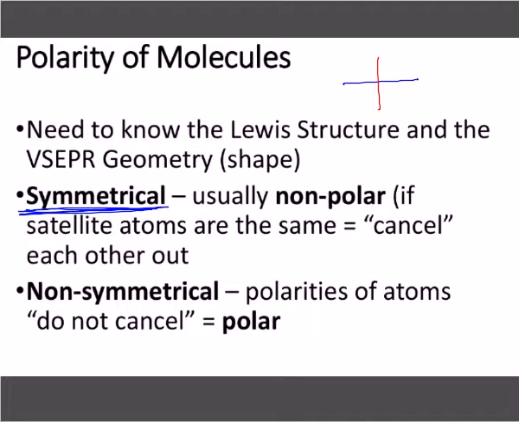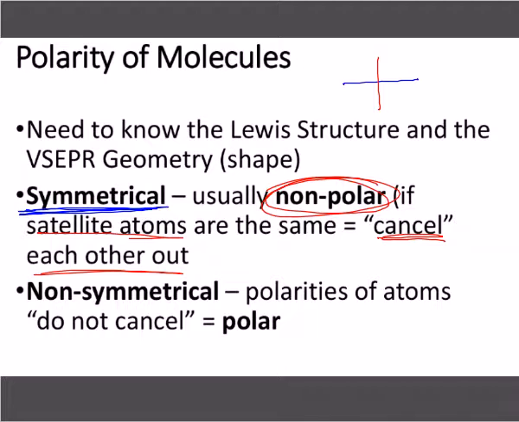So we're going to look at the molecules to see if it is. Basically, the idea is that they cancel each other out. Those satellite atoms are the same. They're going to cancel each other out. If it's symmetrical, it's usually nonpolar. Not always, but usually. And it's not just one line of symmetry, it's got to be multiple lines.